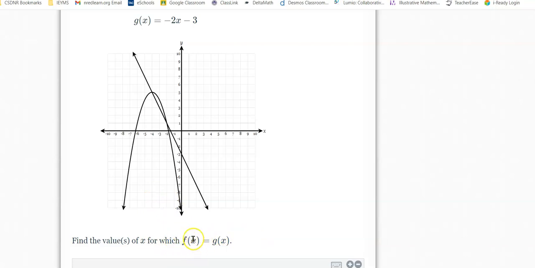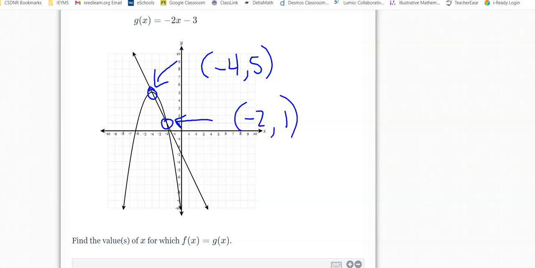So the outcome of f of x, that would be the y value, is equal to the outcome of g of x, which is its y value. So when are the y values equal? Well, in order for that to happen, we need to know some of the points that they have in common. So the first thing you should be looking at are these two items right here, which are the intersection of the system. And those 2 points, this top one here is -4, 5, and this bottom one here is -2, 1.